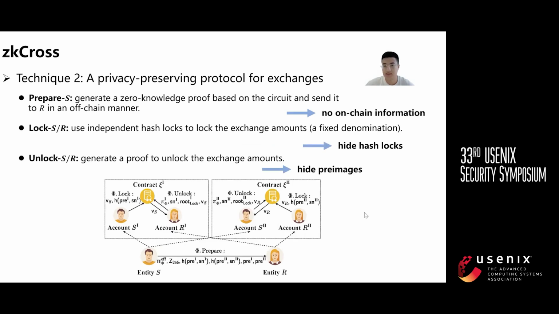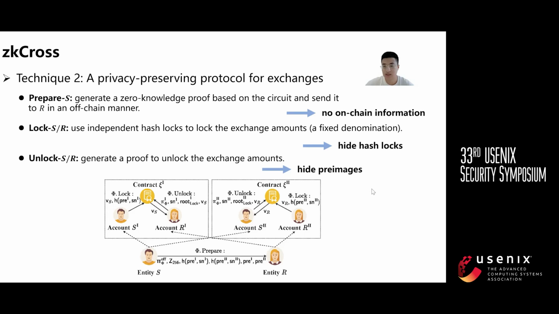The second technique is a privacy-preserving protocol for cross-chain exchanges. The entire protocol is divided into 3 steps. First, S needs to generate 2 independent hash logs and convince R of the correctness of the unlocking information without revealing it. We construct a circuit for S to achieve this. S generates a zero-knowledge proof based on the circuit and sends it to R off-chain.